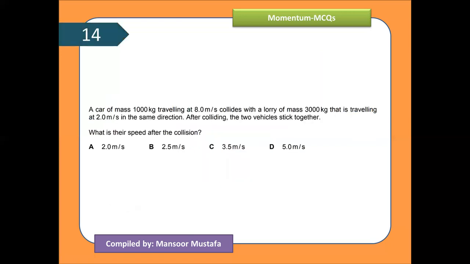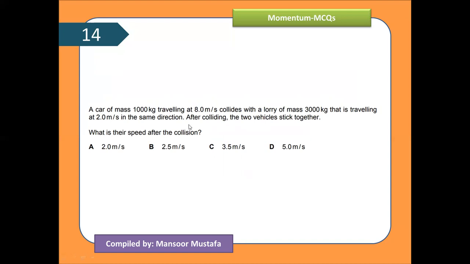Now, next question. A car of mass 1000 kilograms traveling at 8 meter per second collides with a lorry of mass 3000 kilograms that is traveling at a 2 meter per second in the same direction. After colliding, two vehicles stick together.